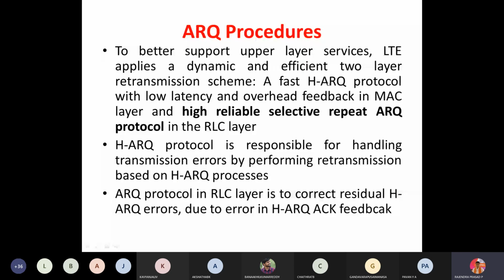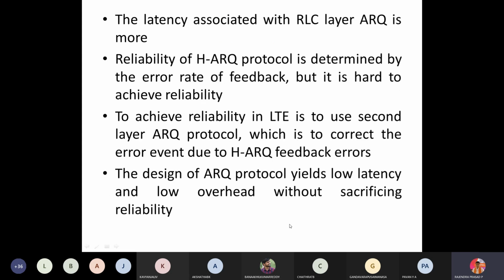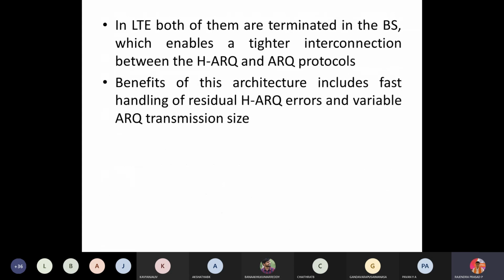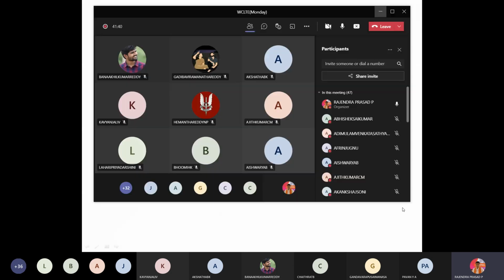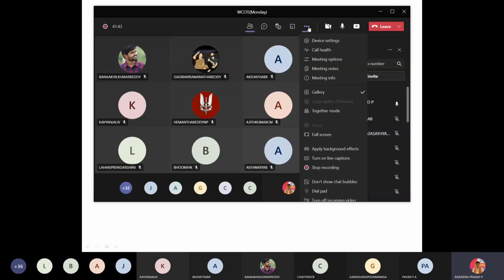To better support the upper layer services, a fast HARQ protocol with low latency and feedback and a highly reliable selective repeat ARQ protocol is used. HARQ protocol is responsible for handling transmission errors by performing retransmission. ARQ protocol in RLC is to correct the residual errors, and all those terms are explained here. Now the next part is your RRC overview, and we will do this RRC overview in the next session. Okay.